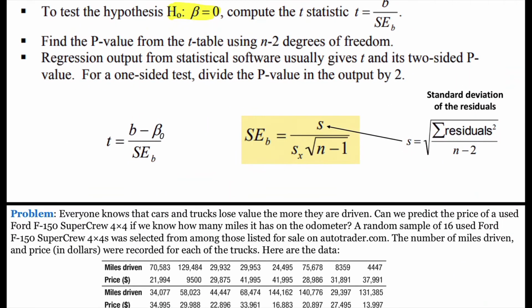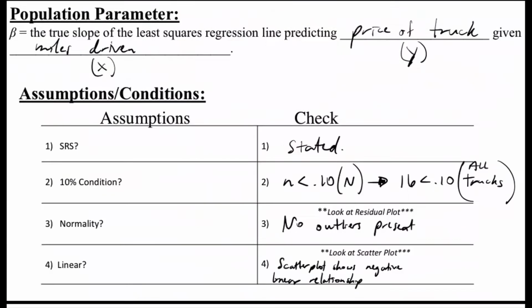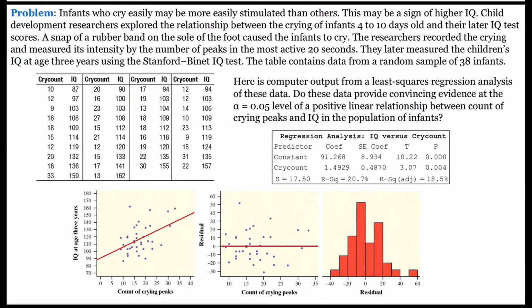Okay, so let's go to the problem. Infants who cry easily may be more easily stimulated than others. This may be a sign of higher IQ. Child development researchers explored the relationship between the crying of infants from 4 to 10 days old and their later IQ test scores. A snap of a rubber band on the sole of a foot caused the infant to cry. The researchers recorded the crying and measured its intensity by the number of peaks in the most active 20 seconds. They later measured the children's IQ at age 3 using the Stanford-Binet, which is the most common IQ test there is. The table contains data from a random sample of 38 infants.